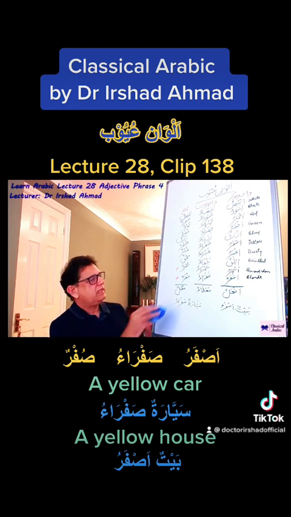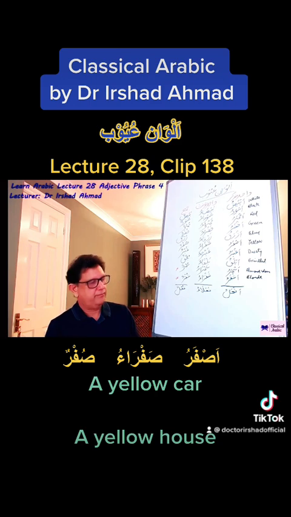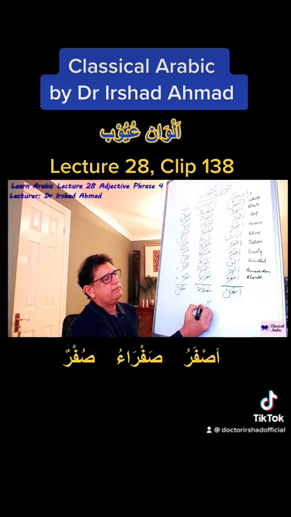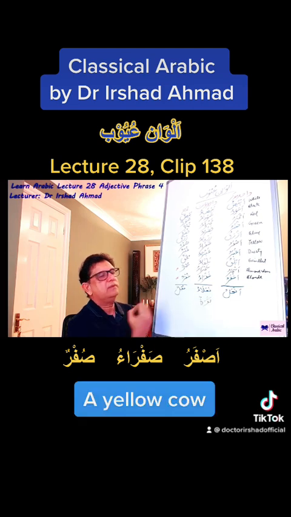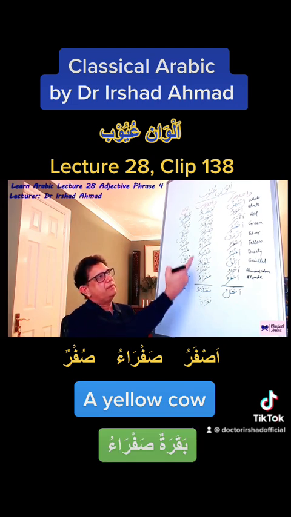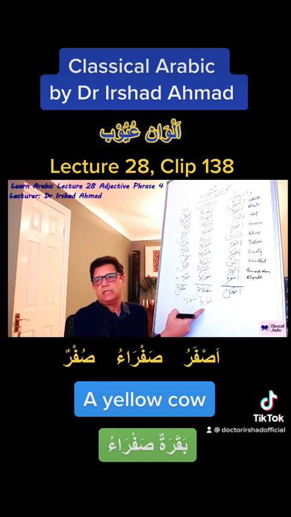What if we want to say a yellow cow? So cow is bakaratun. Bakaratun. And yellow. Because cow is feminine, we'll have to pick safra'u from here. So bakaratun safra'u, a yellow cow.